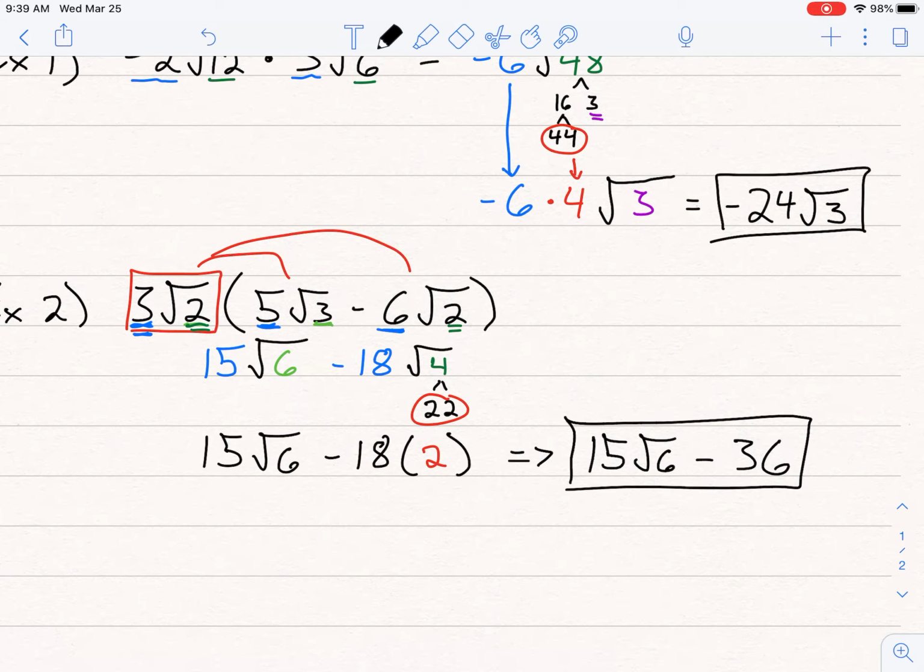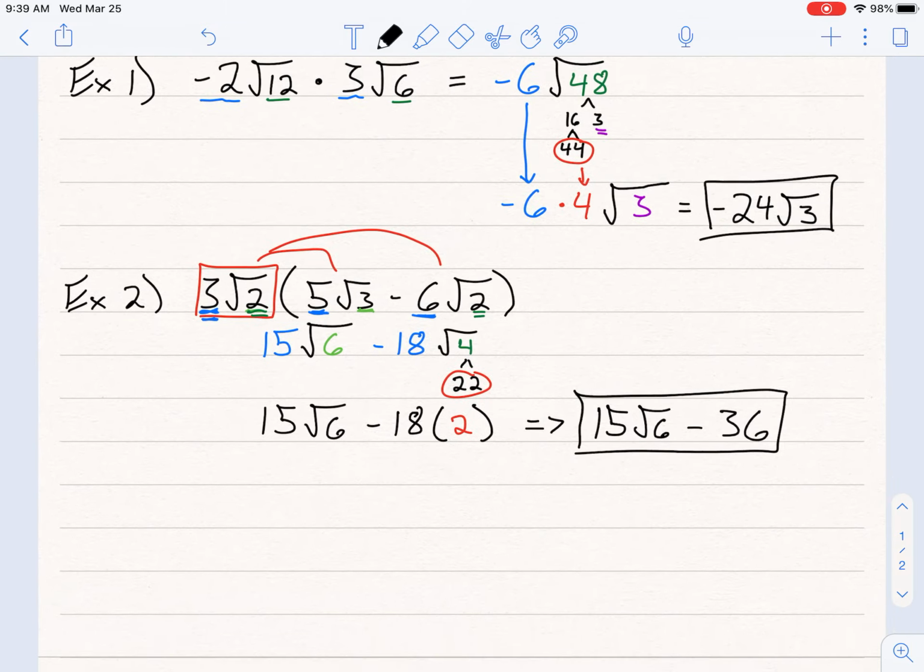I can't add or subtract those together because there are no like terms. There isn't a radical with the 36, so I'm going to leave my answer like that. So that would be a monomial times a binomial, right? One term times an expression with two terms.